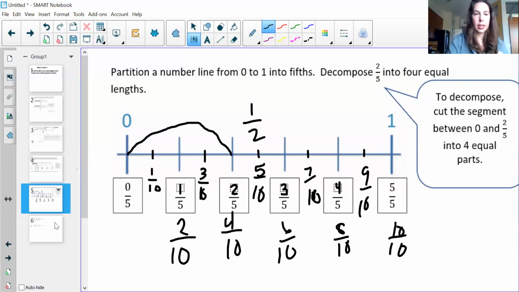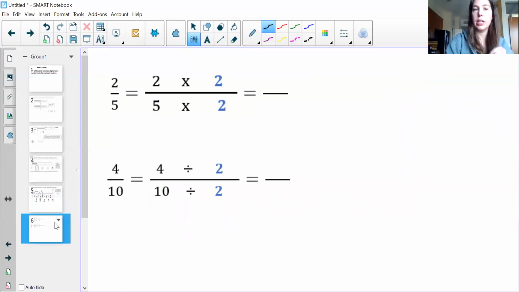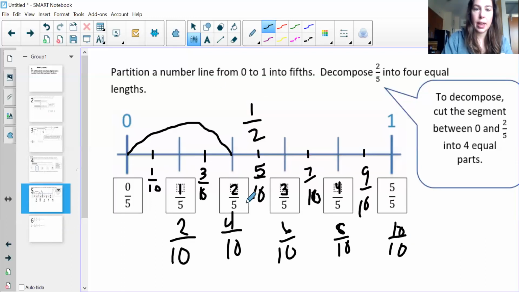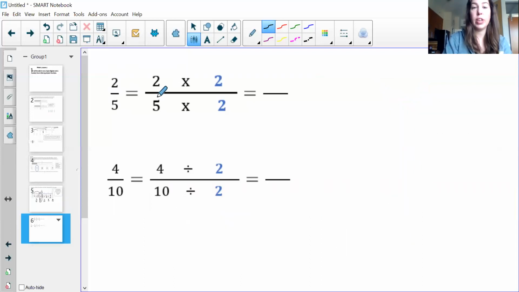All right. Last but not least, we're going to show the multiplication. So 2/5 here on the number line, we can see that 2/5 is equivalent to 4/10. Now we're going to show it using multiplication. 2/5 times 2/2 is 4/10. And if we go the opposite way, 4/10 divided by 2/2, that is 2/5.